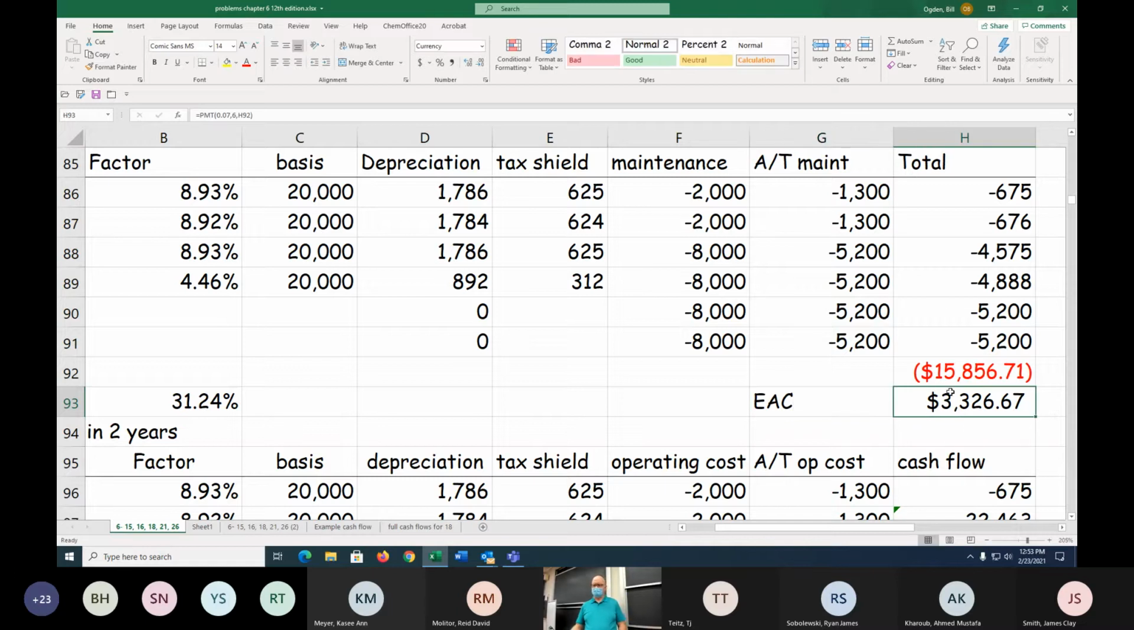And so these cash flows are what then? Equivalent to 6 cash flows of 3,326.67. Yes, very much so. Yeah, it would be. So this is more correct. Yep. Okay.